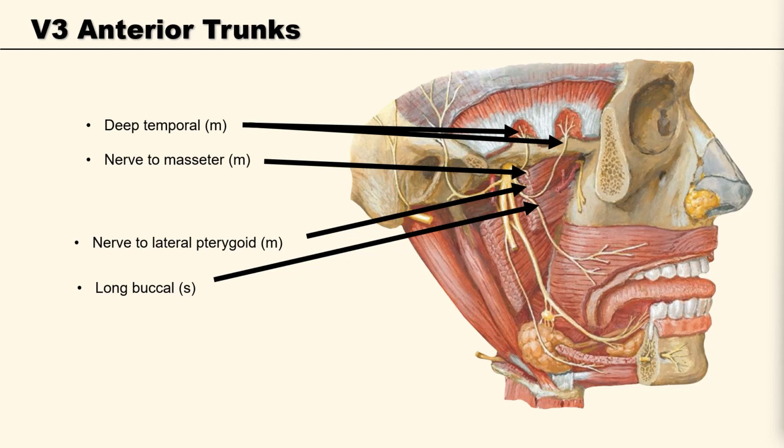Don't confuse the buccal branches of the facial nerve with these long buccal branches. The buccal branches of the facial nerve are motor nerves supplying some of the muscles of facial expression, including the buccinator. The long buccal nerve provides the skin sensation and the mucosal sensation via the trigeminal.